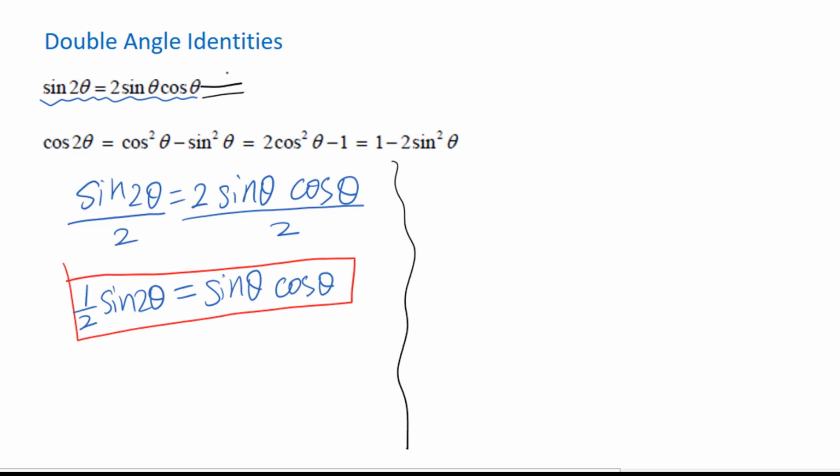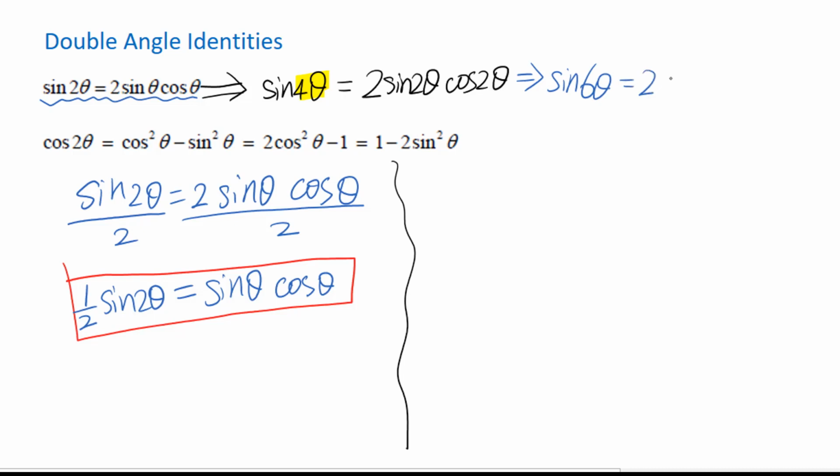Also from here, we can get sine 4 theta. You will get 2 sine 2 theta cosine 2 theta. You just need to make this angle divided by 2 so that you will get this new formula. Same thing for sine 6 theta. You will get 2 sine 3 theta cosine 3 theta.